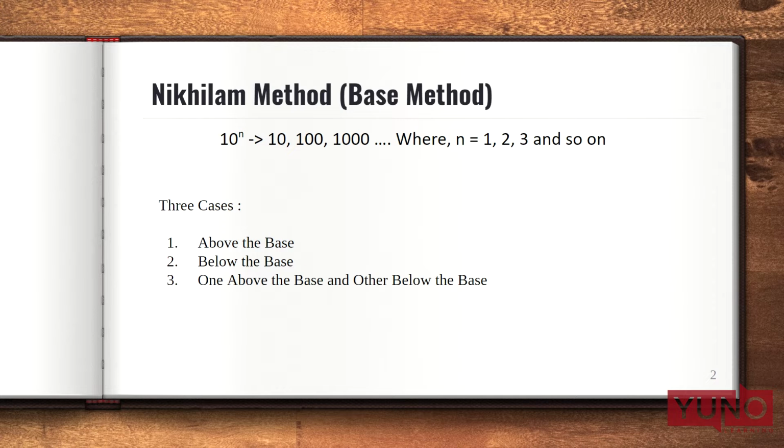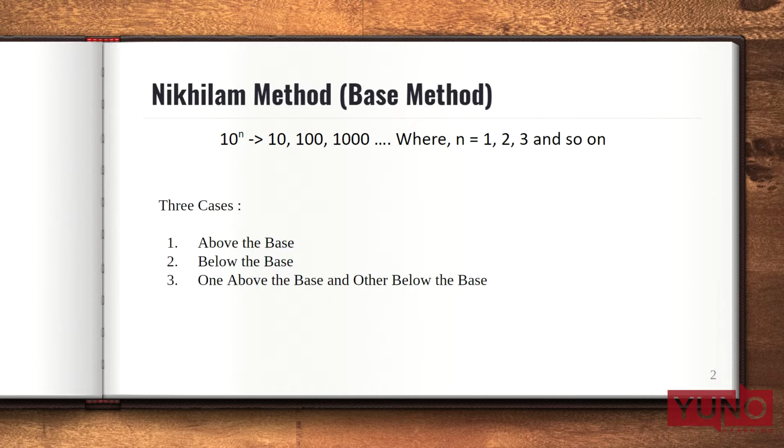The base here refers to any number that is a power of 10 to the power n. So n here is any natural number. When n is 1, my base is 10. When n is 2, the base is 100. When n is 3, the base is 1000. And similarly, it can go on to 10,000, 1 lakh and so on. Children from class 7 or above can refer to this method.